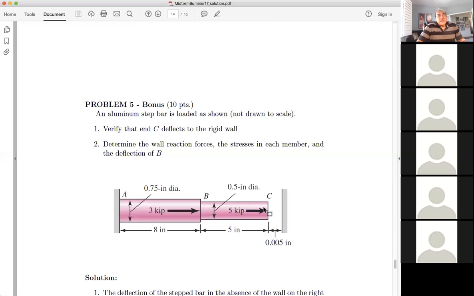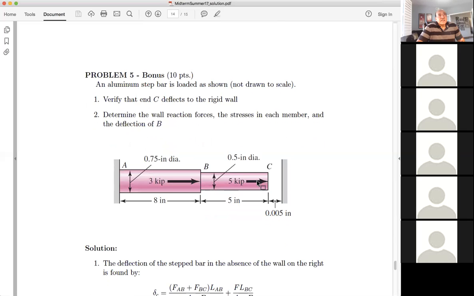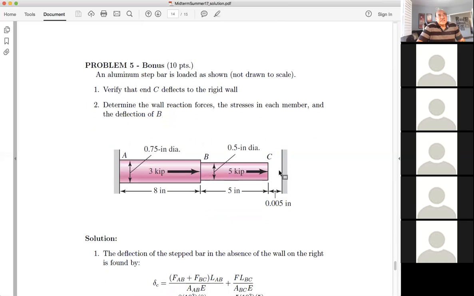So if you know the forces, then all of us know the formula, FL over AE, and you do this for here, and for here, you add them up, and you see how far they extend. So you need the elastic modulus, basically, and you can assume a steel, and then you can calculate the displacement, and you figure out that it's greater than 5 mils. So it means that these two are going to go against the wall.